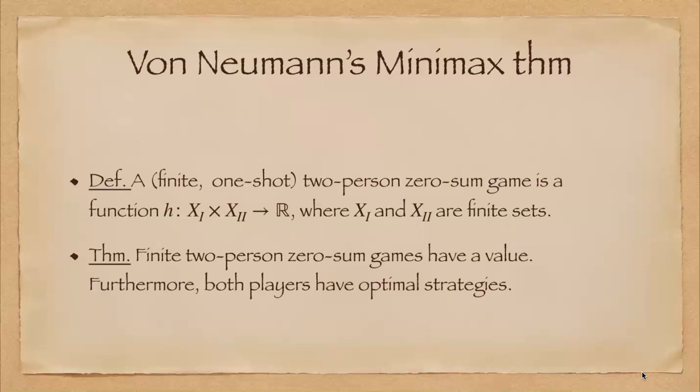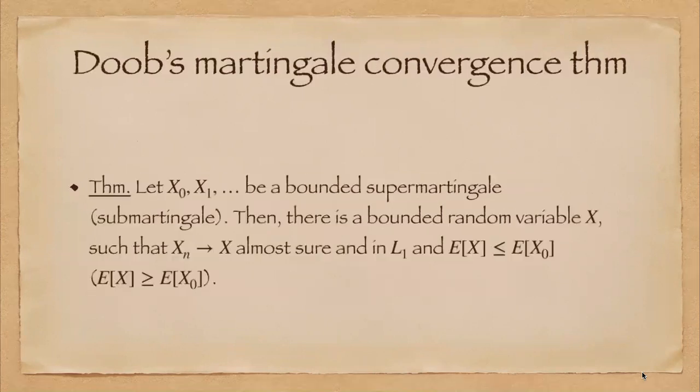So I'm going to use two preliminary tools. One is von Neumann's Minimax theorem. And this theorem says that if you have a two-person zero-sum game, a finite two-person zero-sum game, a one-shot game, then this game does have a value and the players have optimal strategies. So here you have the definition of a two-person zero-sum game, and this is the theorem that I assume that most of you are familiar with. So I will go to the next thing. The next thing is Doob's martingale convergence theorem, or at least one version of Doob's martingale convergence theorem. The version that I will need.